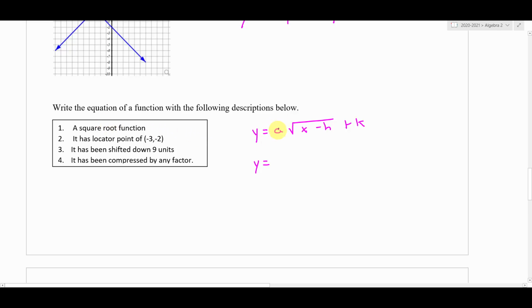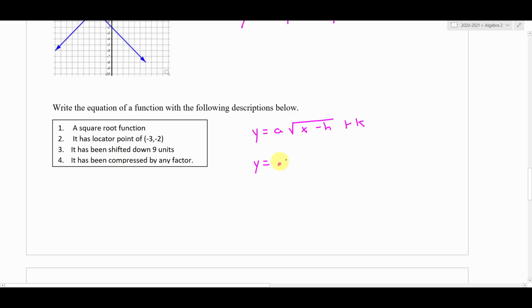Let's see, I want to find this. I'm looking for a stretch or a compression factor, and I look through my clues, and it says it has been compressed by any factor. They didn't exactly tell me which factor it's been compressed by, and that's okay. They say any factor, it's been compressed. So I can pick any number that's going to compress this thing. And I remember from the lessons that to compress something, we need a factor that is in between 0 and 1. Okay, so you can pick any number you want between 0 and 1.